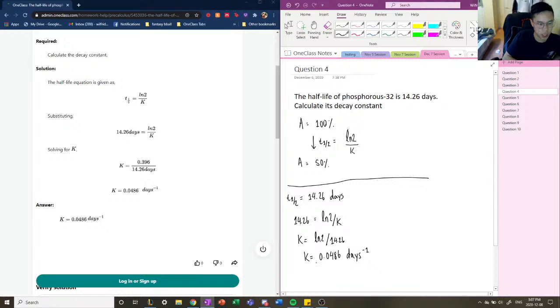So why did I include this question in my session today? This is more of a chemistry question. It has something to do with the function itself, right?